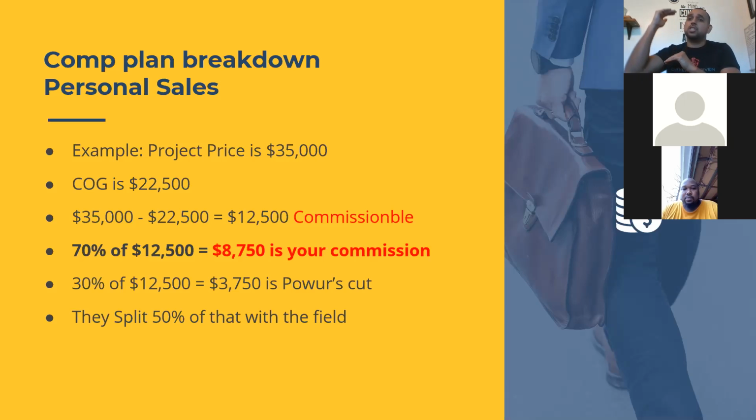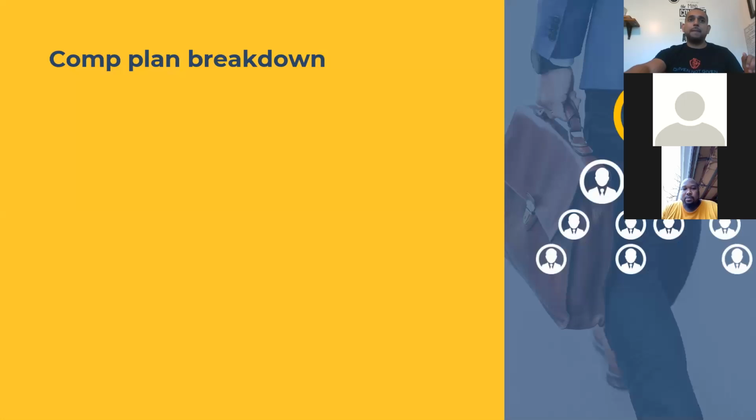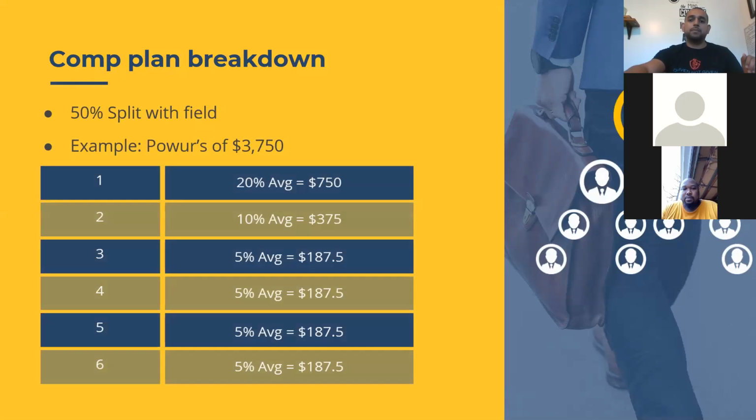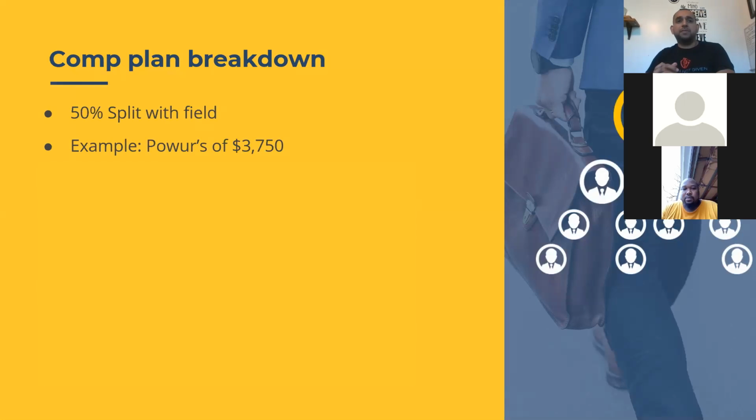Where the team commissions are paid from are from Powur's 30%. From Powur's 30%, half of that is paid in team commissions. Okay? Just so we're clear. So here's an example. Let's say, for example, 50% split with the field. So in this same example, $35,000 sale, $87.50 went to you, the salesperson. Powur kept $37.50. Half of that goes into the 6 levels.